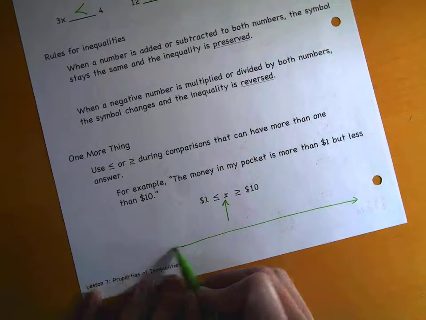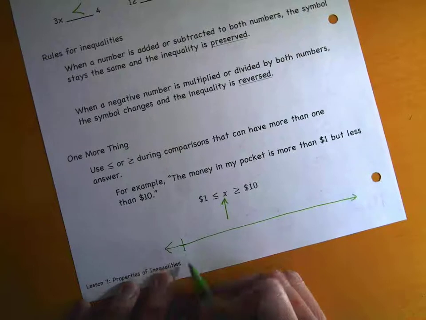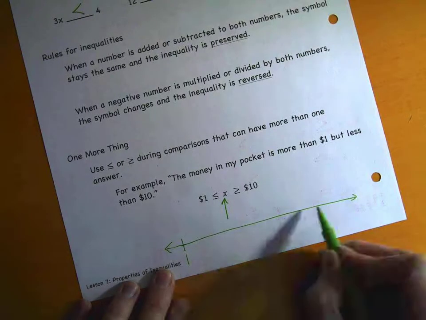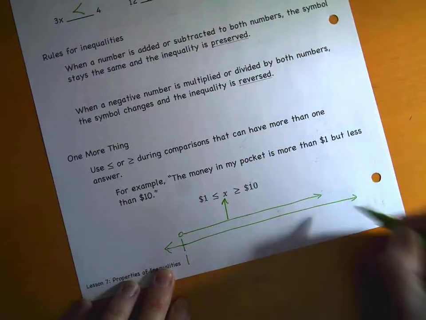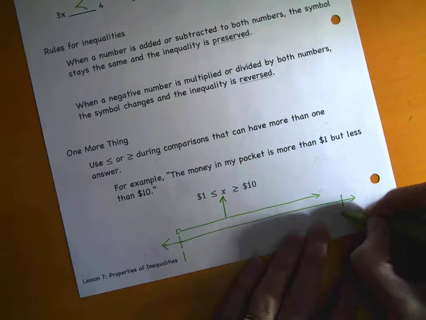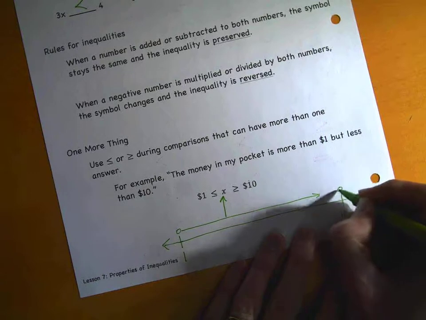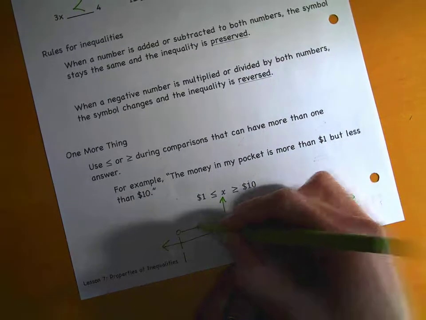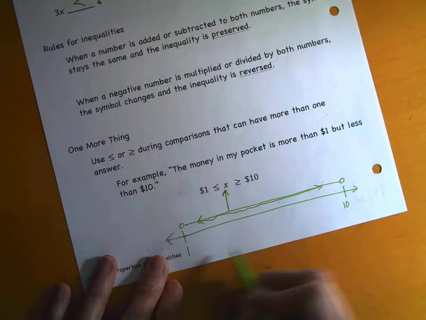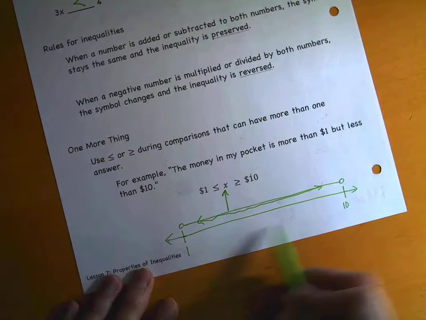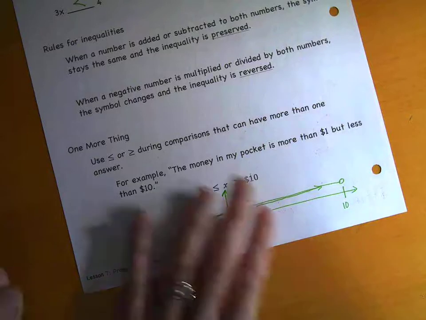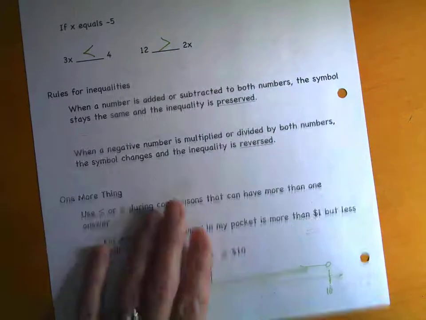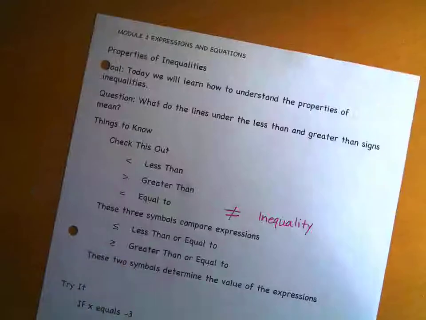Look, this is how we can also look at it. The money in my pocket has to be more than $1, so it can't be $1. So it has to be above the dollar, right? It has to be above the dollar, but it has to be less than $10. Okay? So the money that's in my pocket has to be somewhere around in here. It has to be more than $1, but it has to be less than $10. Everybody see it? Understand it? All right, so that's something else that you have to pay attention to when we're working on that.